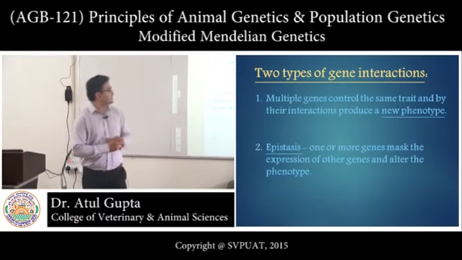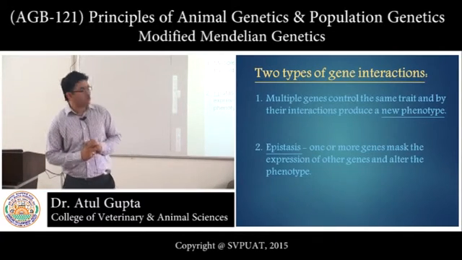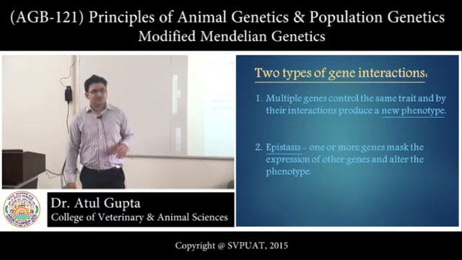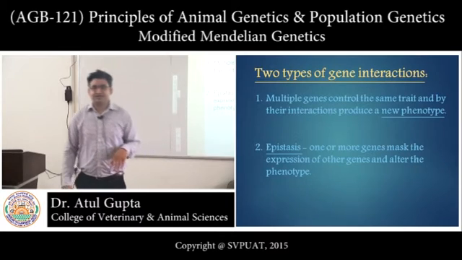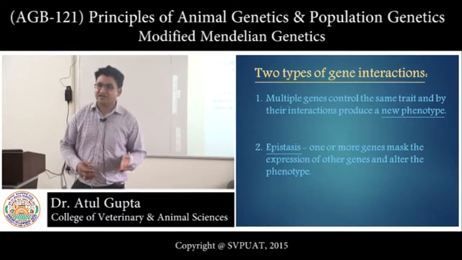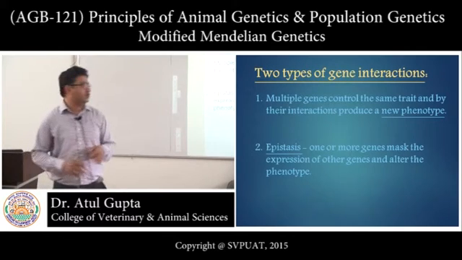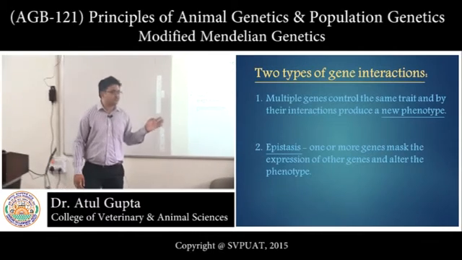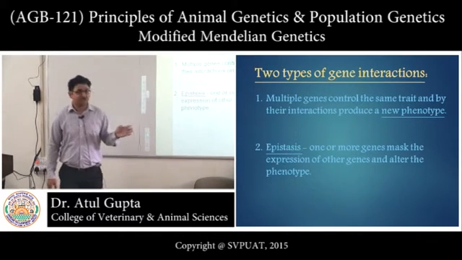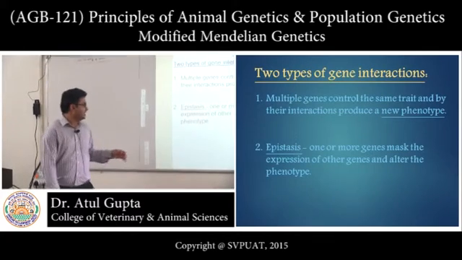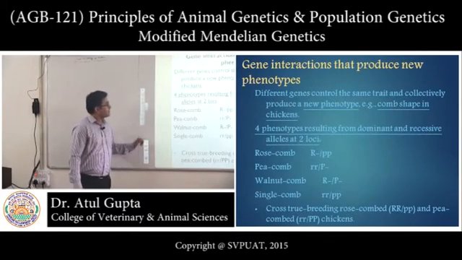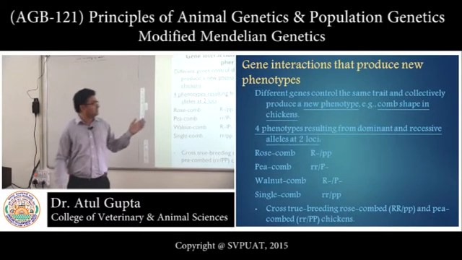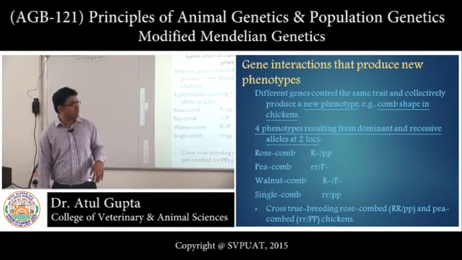So there are two types of gene interaction. First is where multiple alleles control the same trait and their interaction produces a new phenotype. So multiple alleles will be there, but when they are together, due to their interaction, a new phenotype will appear. And the second one is epistasis. One or more genes mask the expression of other genes and alter the phenotype at a different locus. So, gene interaction that produces a new phenotype: different genes control the same trait and collectively produce a new phenotype.